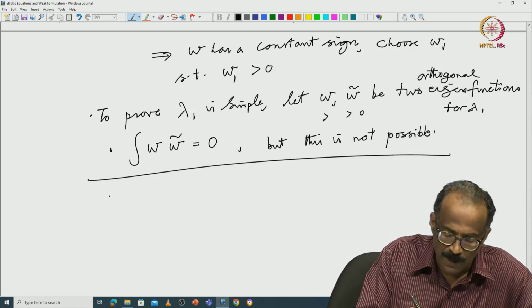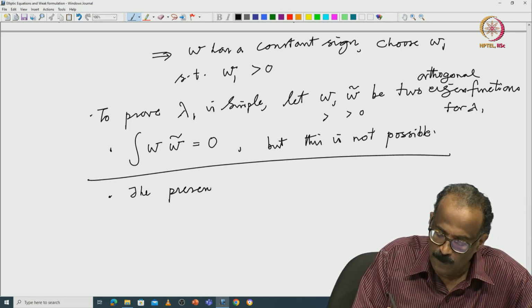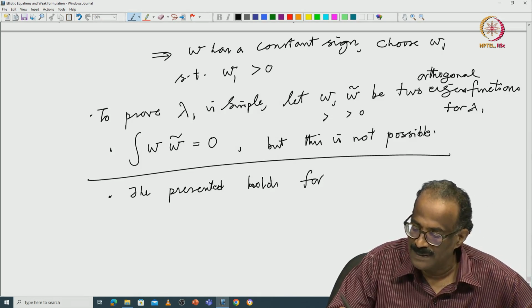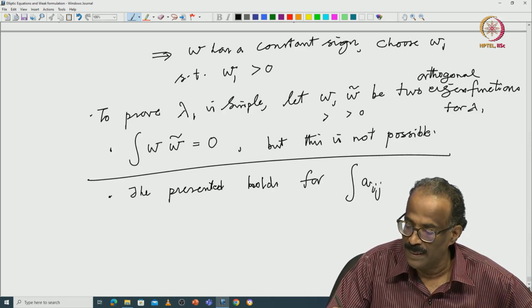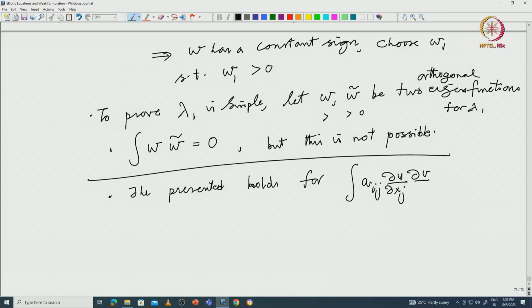As a final remark, the result presented so far holds for a general elliptic operator, minus the sum of d by dxi of a_ij du by dxj, plus a naught uv equal to lambda uv. Of course a naught is greater than or equal to 0 and smooth, with all these assumptions. And you have the similar variational formulation, the Rayleigh quotient, everything.